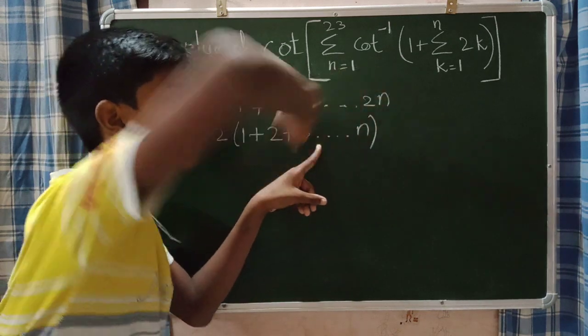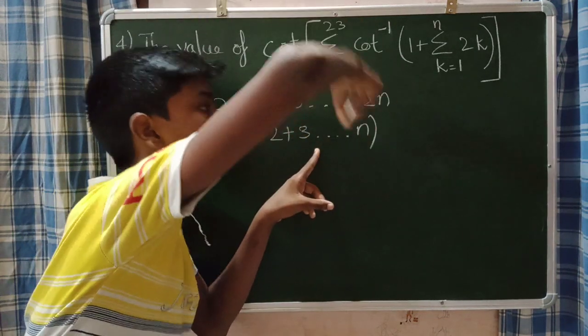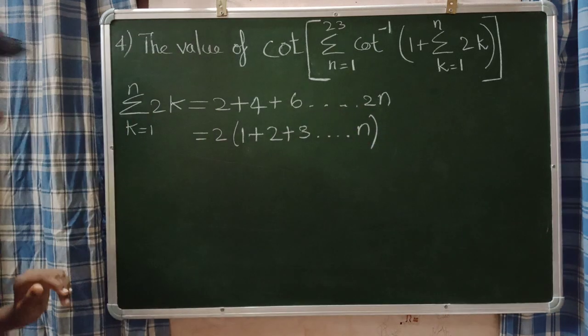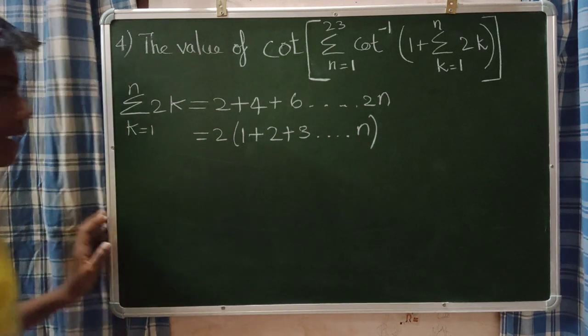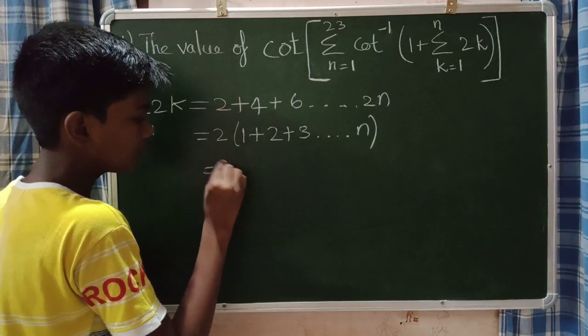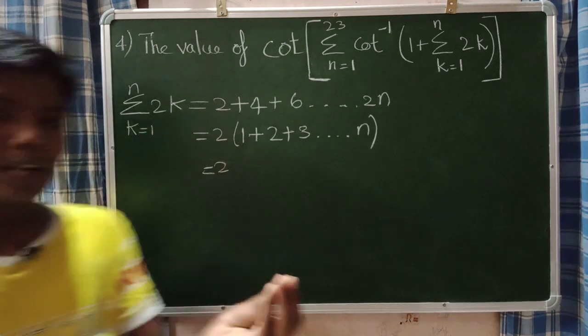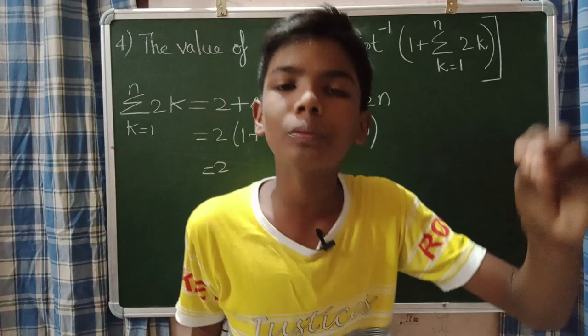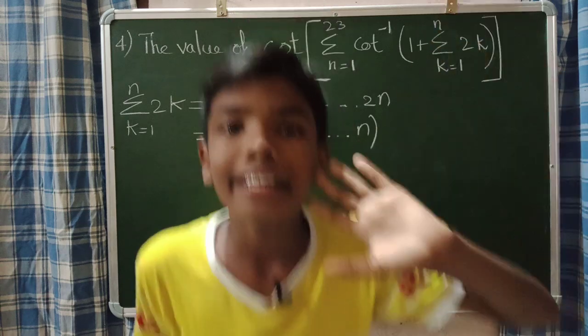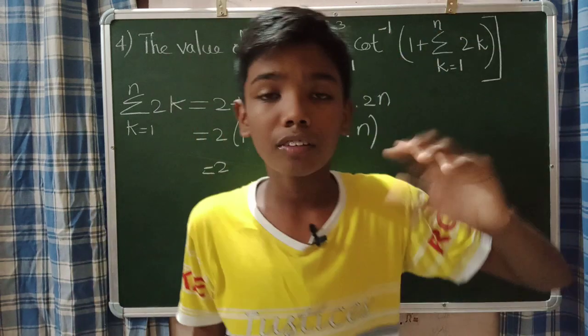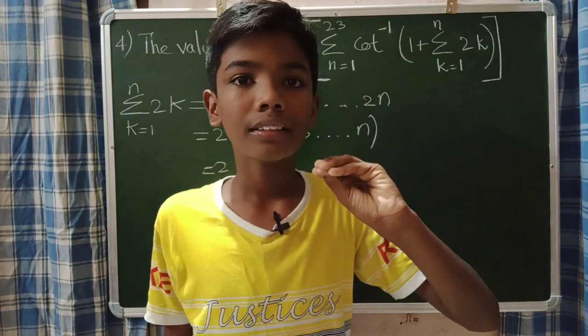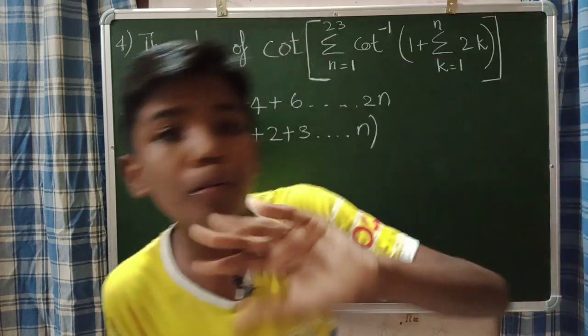Because I am taking 2 common, it will convert into n. That is what I am doing now. Now guys, tell me one thing. We know that 1 plus 2 plus 3 up to n number of elements is the sum of the first n natural numbers. That is n into n plus 1 divided by 2.